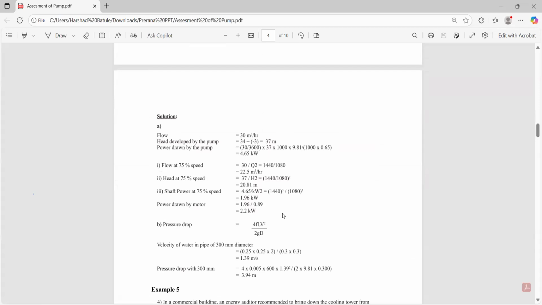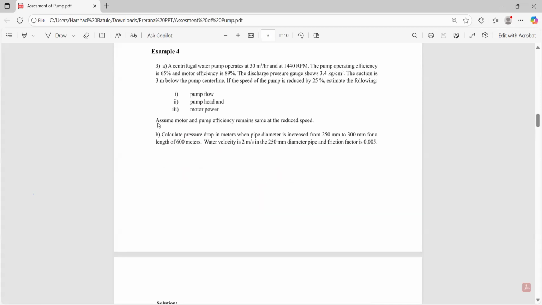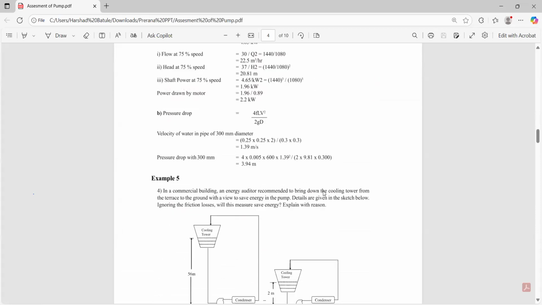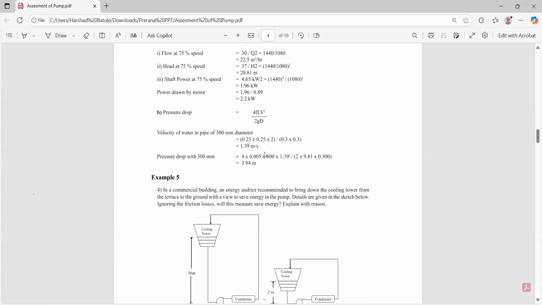the flow rate of the initial pumping system. But the flow rate is not given in that particular second question. So these questions are not interlinked with each other. Part A is different, part B is different. So you cannot take the part A flow rate in part B to calculate part B.